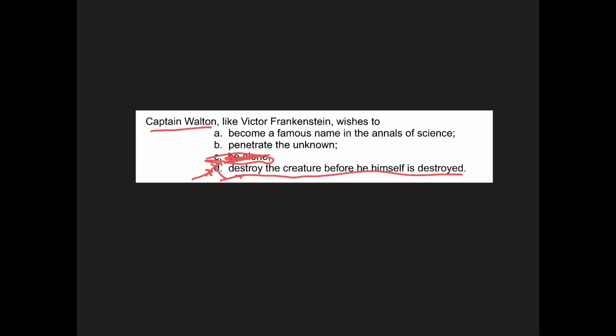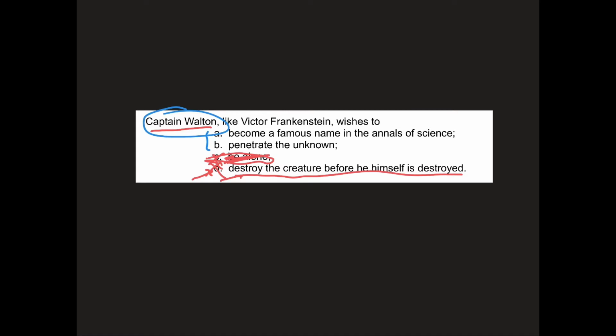So we can eliminate D as a choice, which leaves us simply with these 2, A or B, to choose from. So how do we know which is the better one? Let's look a little closer at the choices. Become a famous name in the annals of science. We know certainly that that's true of Captain Walton. We don't really hear that from Victor because he doesn't seem to want to be a part of the scientific community. He's very isolated from all of that. So he doesn't really talk about being famous in science.